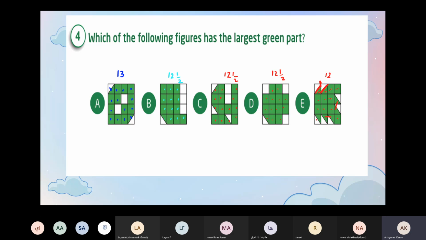So 1, 2, 3, 4, 5, 6, 7, 8, 9. Here half together will be 1, so it's a 10. Half and half together will be 11. Half and half together will be 12. And I have the last half, so it's 12 and a half. I can find it here, 12 and a half, and choice A is the only one with 13 green parts.